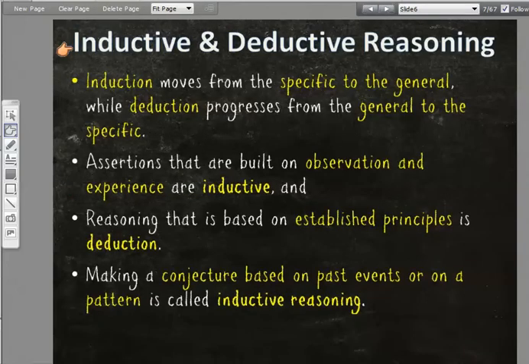Now let's talk about inductive and deductive reasoning. And remember, we've talked about this before. Induction moves from the specific to the general, while deduction progresses from the general to the specific. All right, assertions that are built on observation and experience are inductive. Okay, observation and experience, inductive. Reasoning that is based on established principles is deduction. Making a conjecture based on past events or on a pattern is called inductive reasoning.